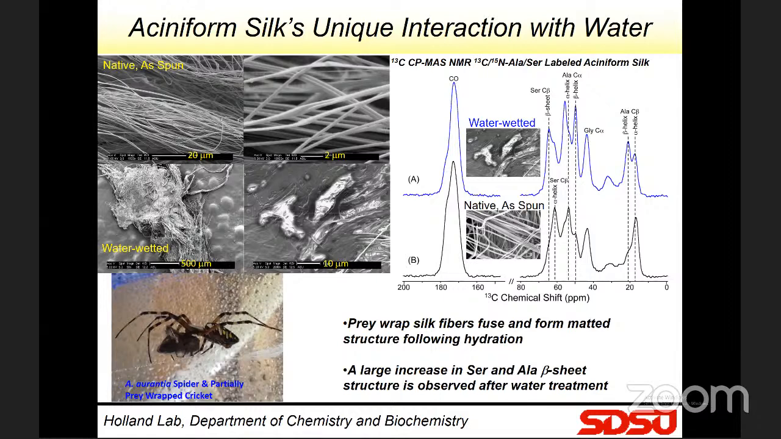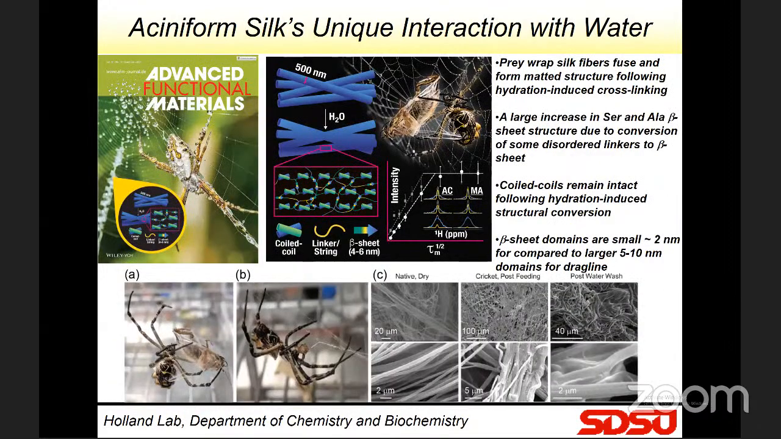And you can see with solid state NMR, where you track as spun following water wetting, that the alpha helical component and the alanine goes down, and you see a strong beta sheet component coming in. So this is assisted by an increase in beta sheet structure. And we published this earlier this year in Advanced Functional Materials, where we were able to show that some additional linker and string regions form beta sheet following this water wetting.